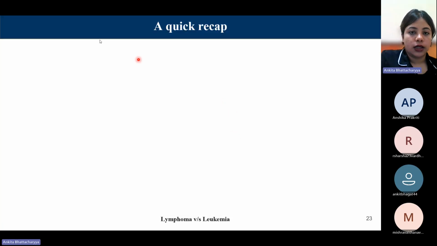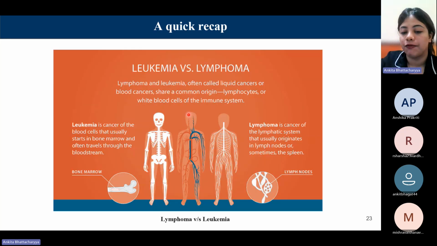Okay, something that was discussed in the previous class and was asked as a query by one of the students was about lymphoma and leukemia. The question was, is lymphoma a part of leukemia or vice versa, or what exactly is the situation? I took this image off Google Images, but what I had mentioned in the class is the correct answer, and that is what I'm reiterating here.